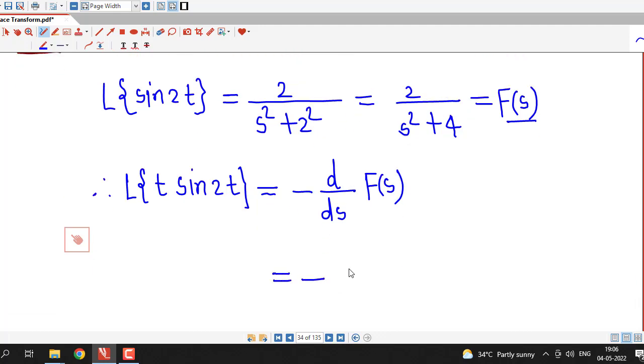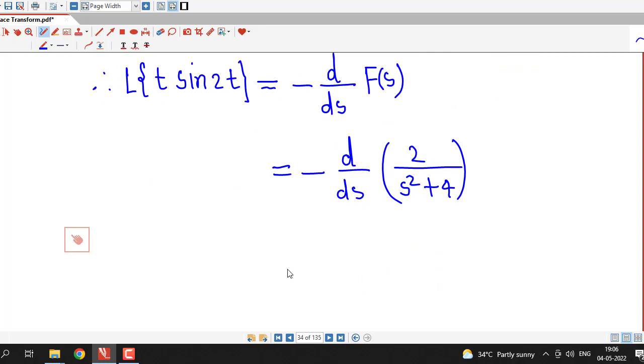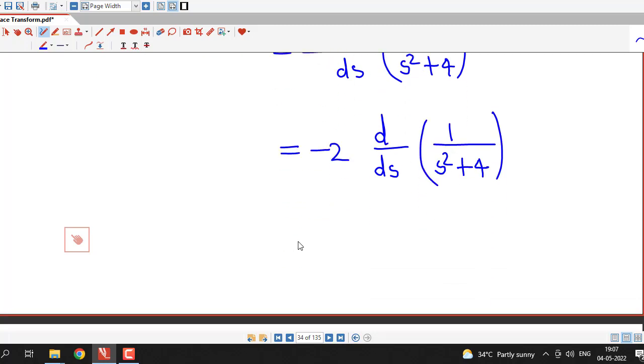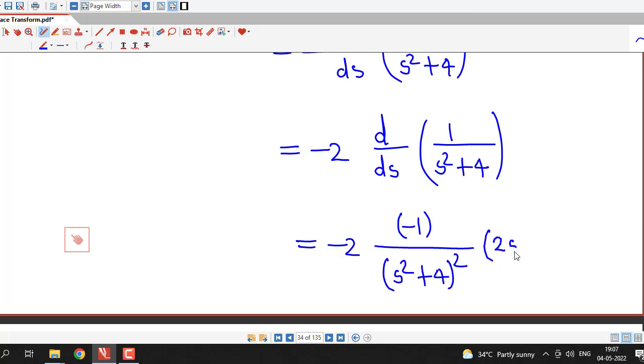So this is equal to minus d by ds of 2 divided by s square plus 4, and we can easily find out derivative of this function, minus 2 as it is d by ds of 1 divided by s square plus 4, and the derivative of this is equal to minus 2 into minus 1 divided by square of s square plus 4 into derivative of s square plus 4, which is 2s. So here we are applying chain rule.